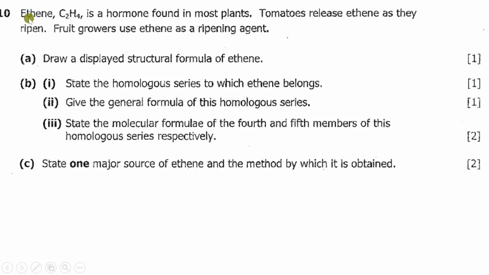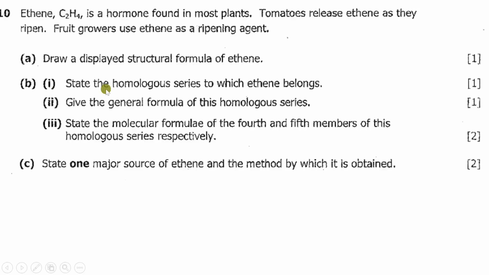Then we come to this question 10, which came in another year. They're saying ethene, which is C2H4, is a hormone found in most plants. Tomatoes release ethene as they ripen. Fruit growers use ethene as a ripening agent. Now they are saying A. Draw a displayed structural formula of ethene.